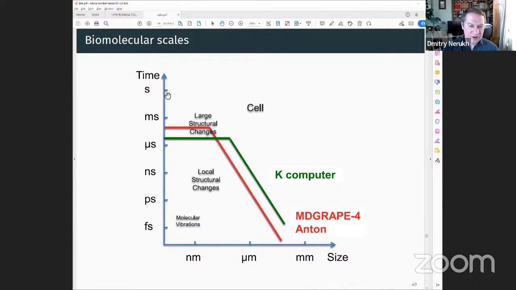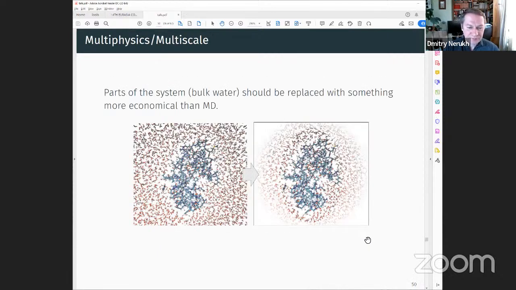Okay, so this is a simple graph which represents the current state of affairs. That's the K computer, the Japanese machine, which was actually retired last year, but it roughly tells you what the limits of current time and space scales for simulations are.